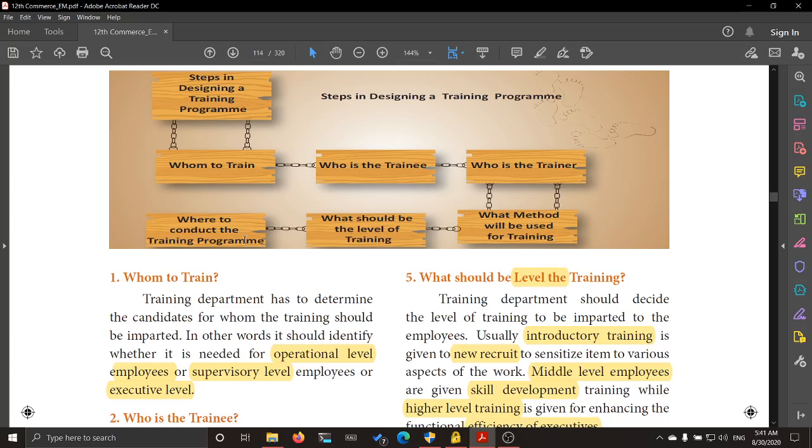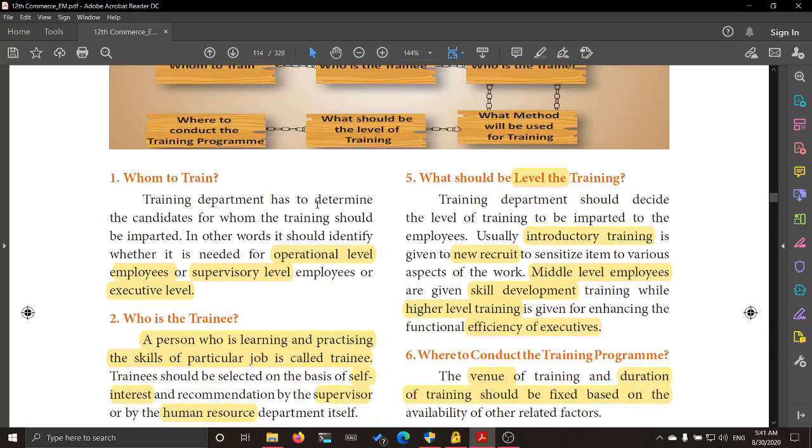Then where do you conduct the training program? Is it going to be inside the workplace or outside the workplace? Then what should be the level of training? To what extent you are going to train them. Then what method you are going to use. So: whom to train, who is the trainer, where to conduct the training program, what should be the level of training, and what method will be used. These are the steps in a training program. They can ask you this for 2 marks also. Now let us go into detail.